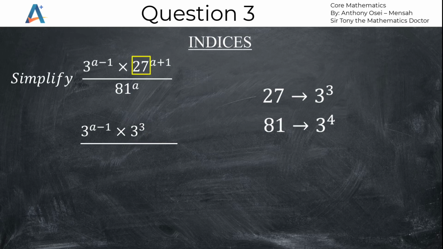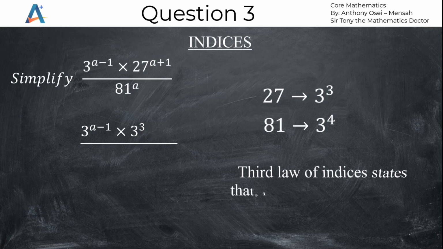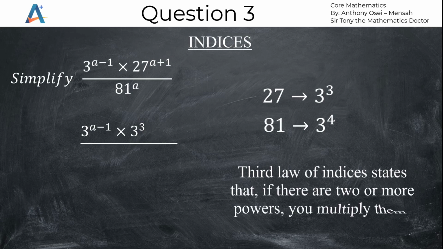But there is something you also have to note. The original power, or the first power, of the 27 is a plus 1, and now it has been converted to bring a new power 3. So these two powers must be multiplied, and that is according to the third law of indices, which says that if there are two or more powers, you multiply them. So the power 3 that came in this step will multiply the power a plus 1, so it will be 3 into bracket a plus 1.